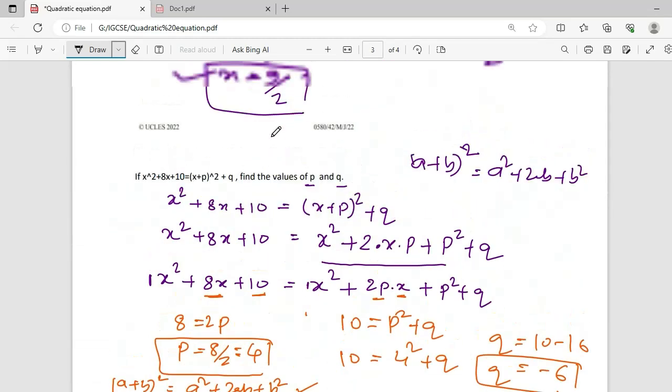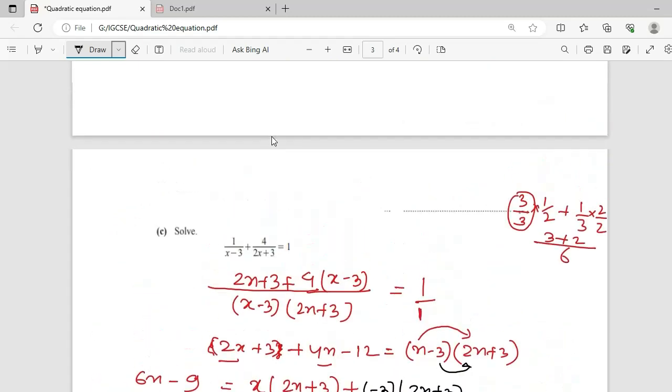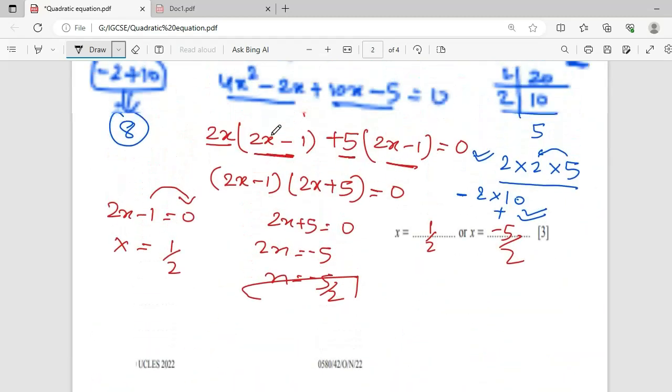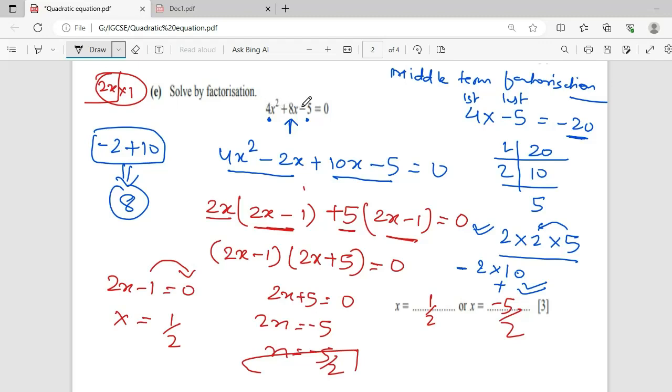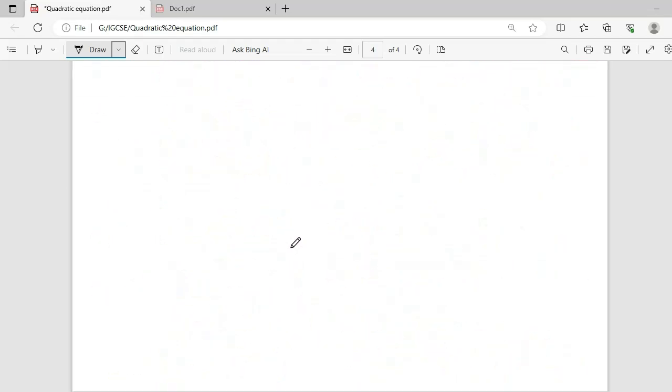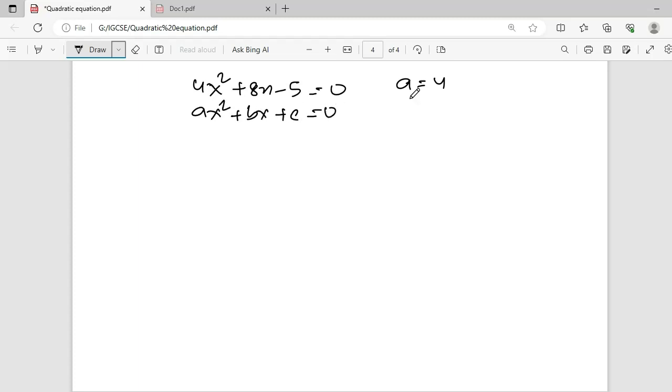In my previous question, there was one question, 4x square plus 8x minus 5 is equal to 0. I used middle term factorization there, right? If I use the same question, 4x square plus 8x minus 5 is equal to 0, with the formula method, let's compare. A is equal to 4, because we know ax square plus bx plus c is equal to 0. B is how much? 8, and c is how much? Minus 5. First thing is, check whether there is a solution or not.